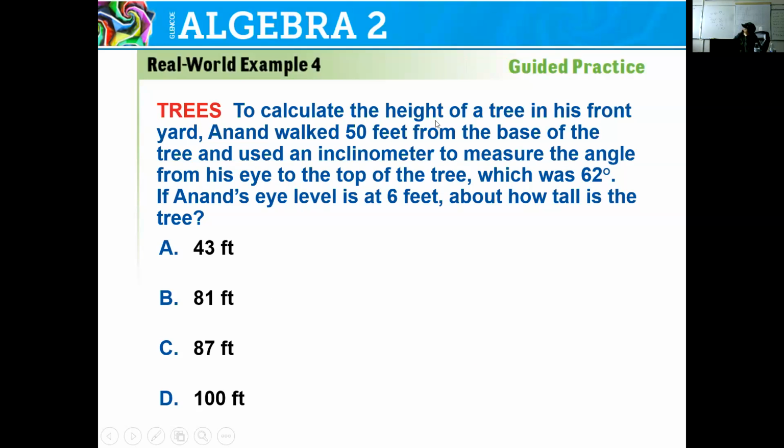Okay, to calculate the height of a tree in his front yard, Anand walked 50 feet from the base of the tree and used an inclinometer to measure the angle from his eye to the top of the tree, which is about 62 degrees. If Anand's eye level is at 6 feet, about how tall is the tree? So we want to take all this information. We want to draw a diagram of it.